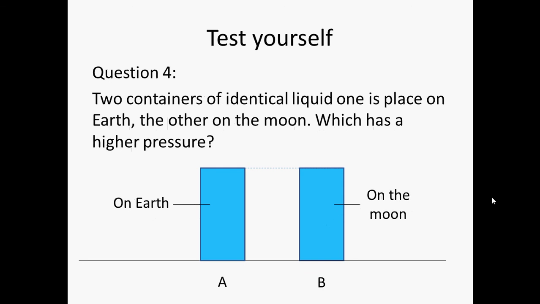Question 4. Two containers of identical liquid. One is placed on Earth, the other on the Moon. Which has a higher pressure? Okay, you may pause the video now. Okay, now let's see the answer.